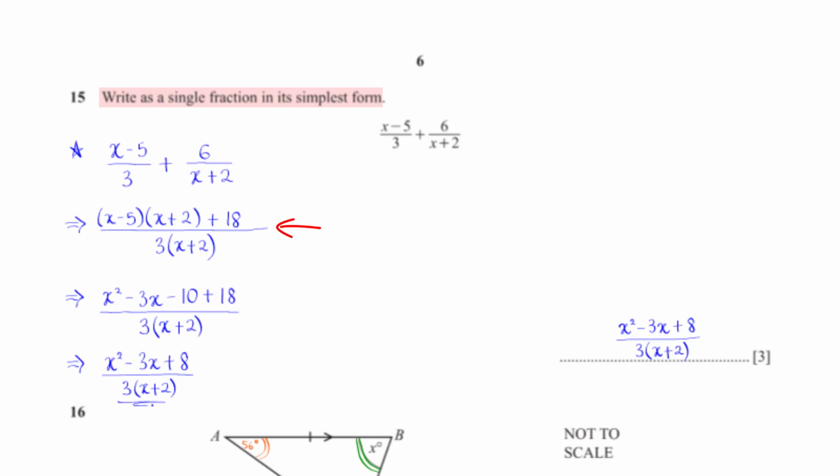When we expand the brackets, we have x squared minus 3x minus 10, then plus 18. Minus 10 plus 18 gives us 8. And so our final answer becomes x squared minus 3x plus 8 divided by 3 times x plus 2.